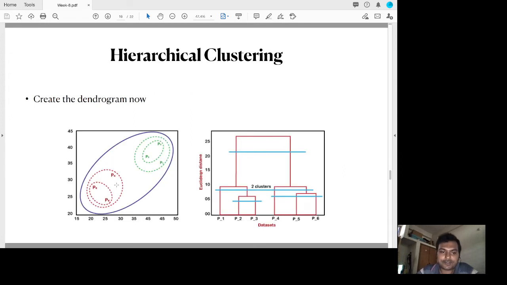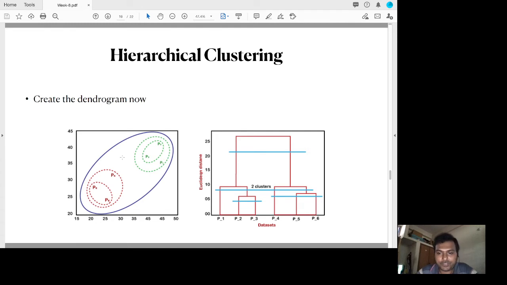Similarly here, all the points which are within this red dotted curve are in the same cluster. All the points which are within this green dotted curve are in one cluster. All of them which are in the big blue ellipse, or some rotated ellipse, are in one cluster. So that is all that is meant by this particular diagram.